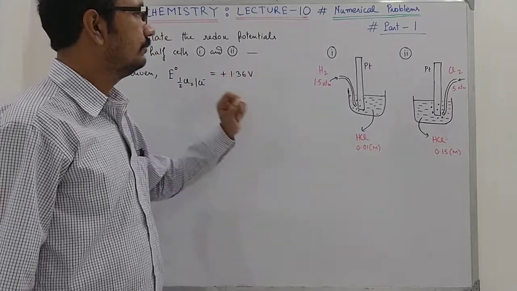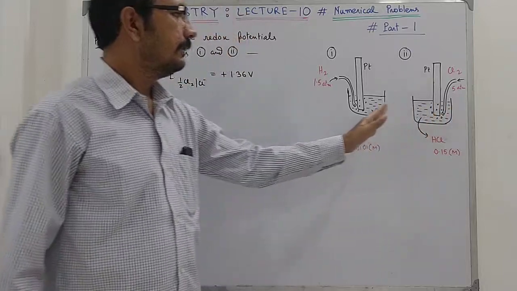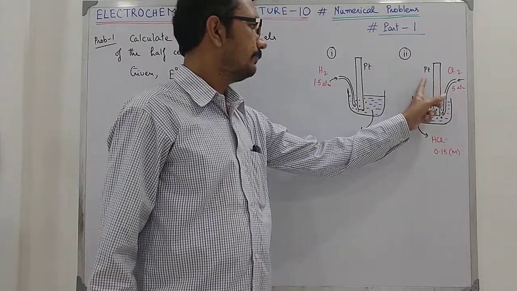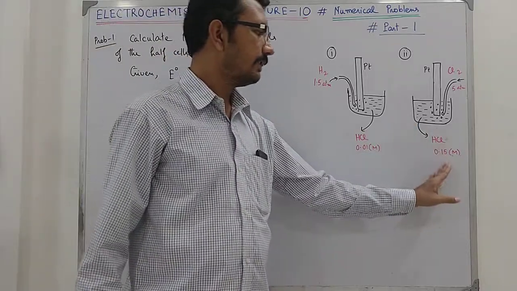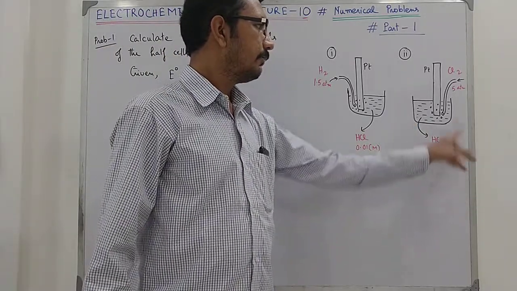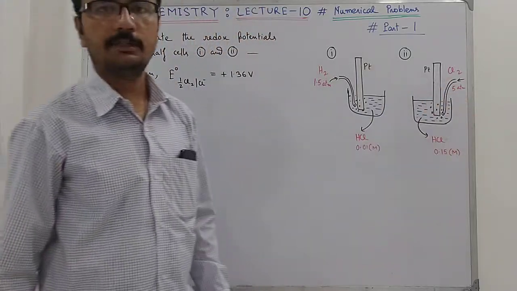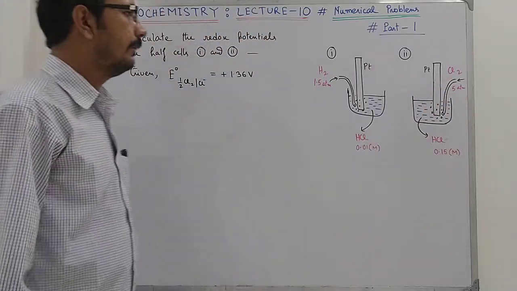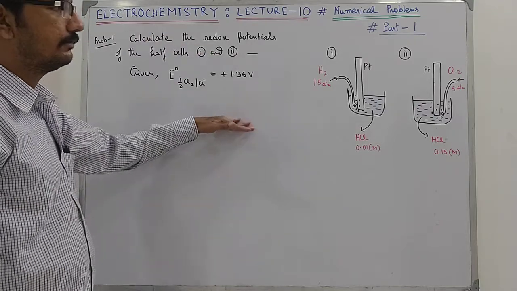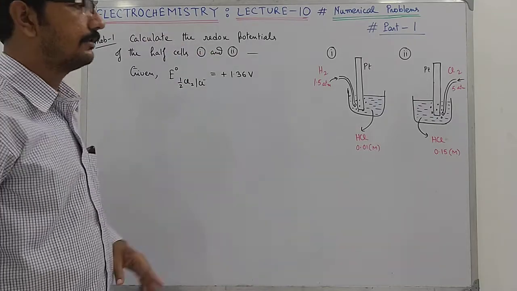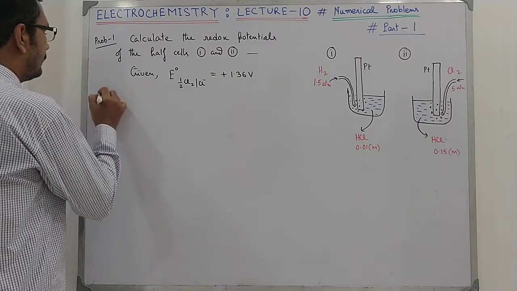And 2, you have another half cell. This is an independent problem. Here you also have a platinum rod which is dipped in a dilute HCl solution, and chlorine gas instead of hydrogen is being bubbled at a pressure of 5 atm. Now you have to find the redox potentials of these two half cells. Now we will start with half cell 1.